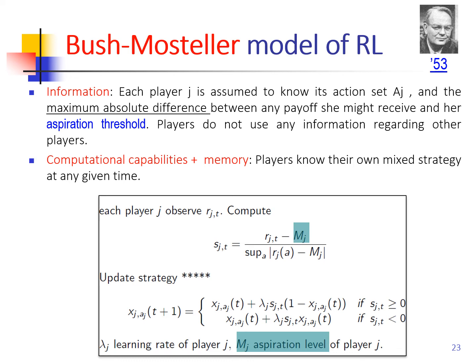Otherwise, I will just use the same strategy I used in the previous time t. Okay, this is essentially how you update, the update rule for the Bush-Mosteller algorithm. You just calculate this quantity here, SG, and then you use it to update your strategies. Very, very simple. Of course, it has some issues here. Essentially, this is a pure strategy case, but still, you can apply it in certain settings.